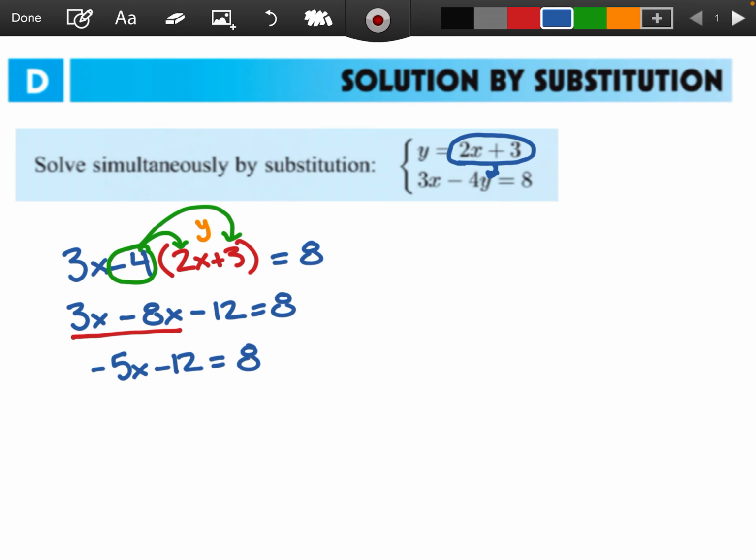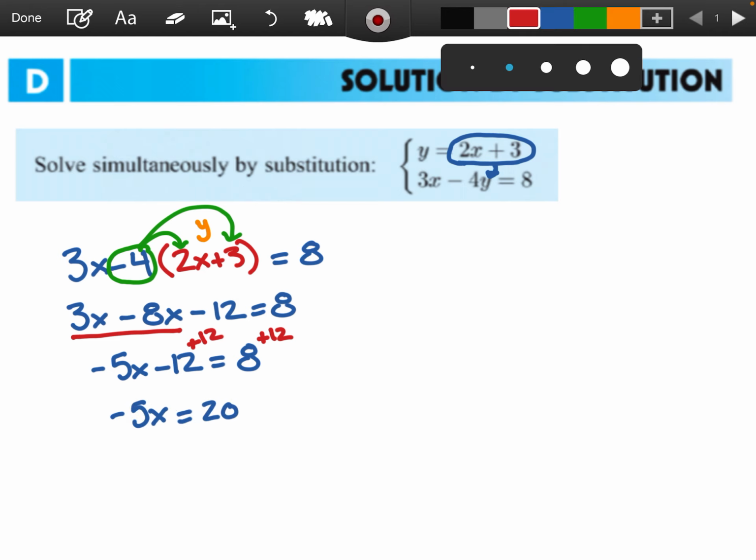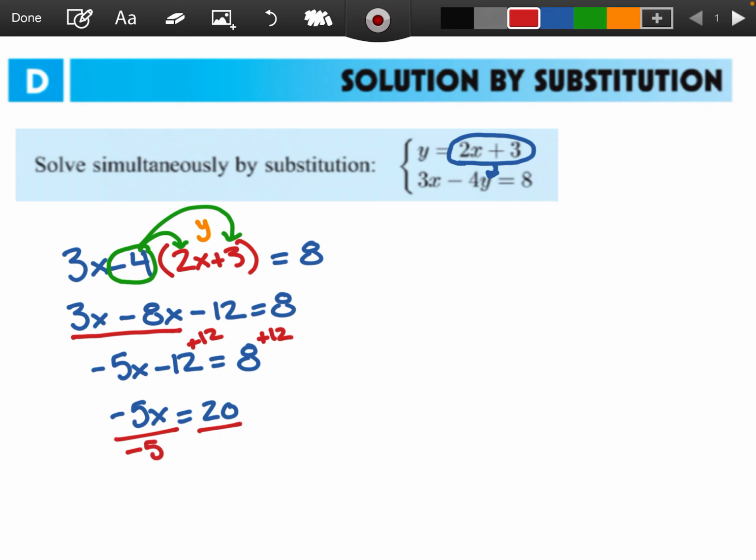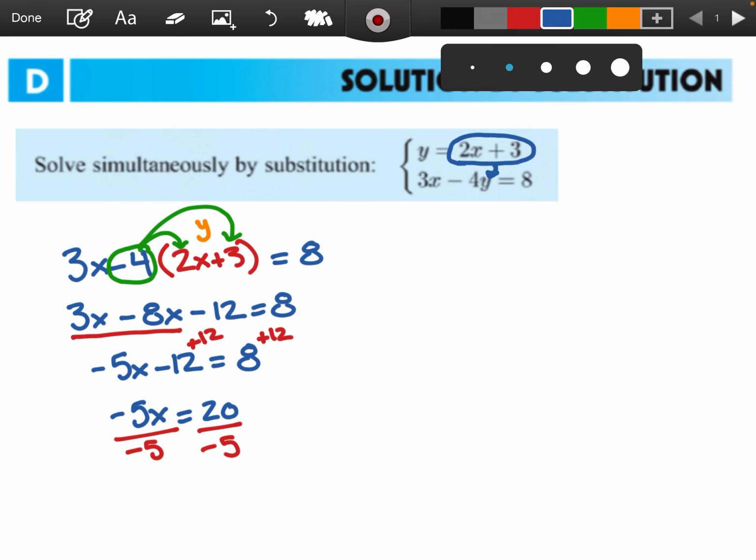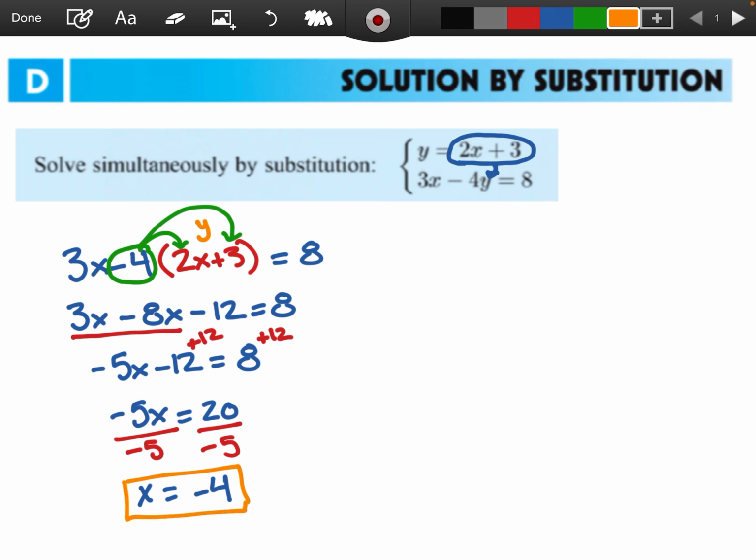Now we need to get everything away from x. We already have it consolidated on one side, so we don't need to worry about that particular step. Our next step is to add 12 to both sides. That results in negative 5x equals 20. Then our final step will be to divide both sides by negative 5, giving us an answer of x equals negative 4. All right, so we're halfway there. We have figured out what x is equal to. Now our last step is to figure out what y is equal to.